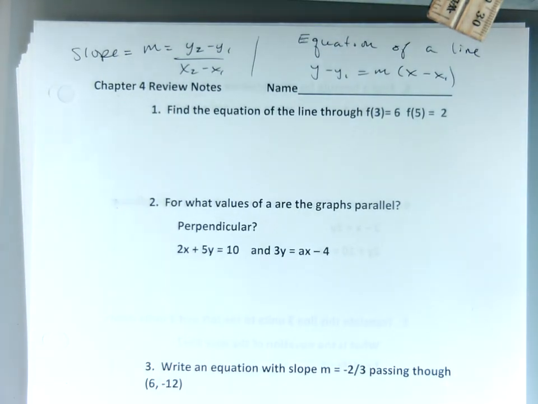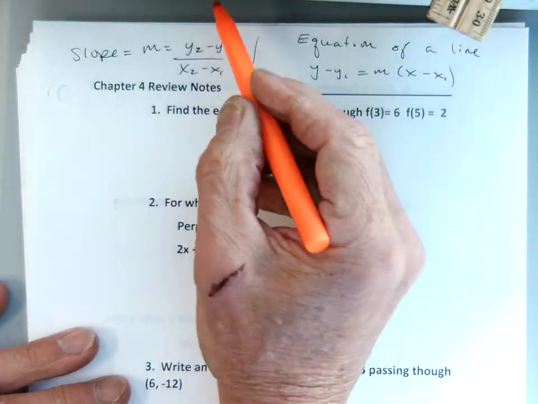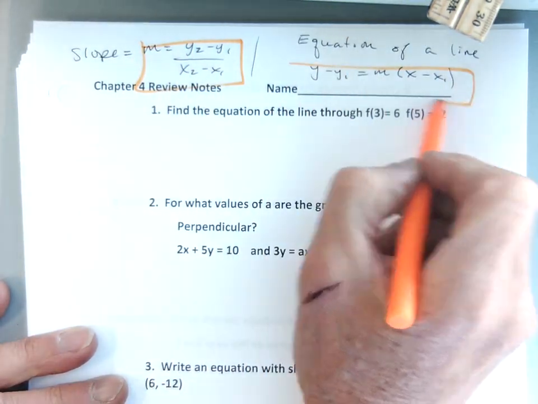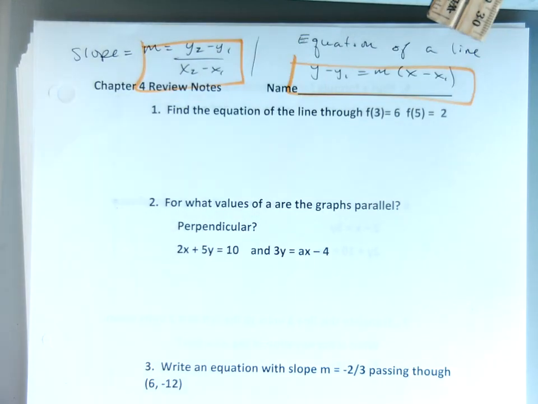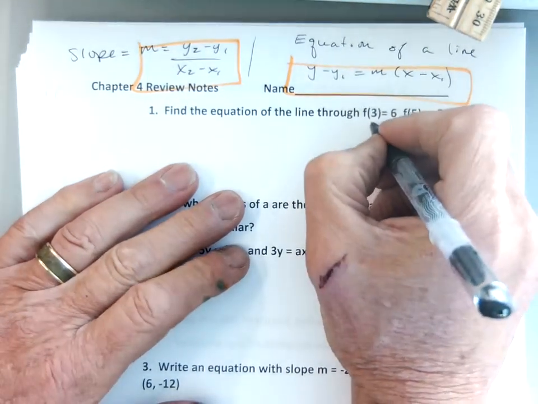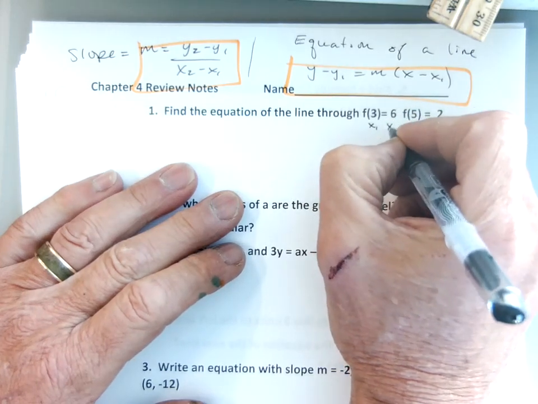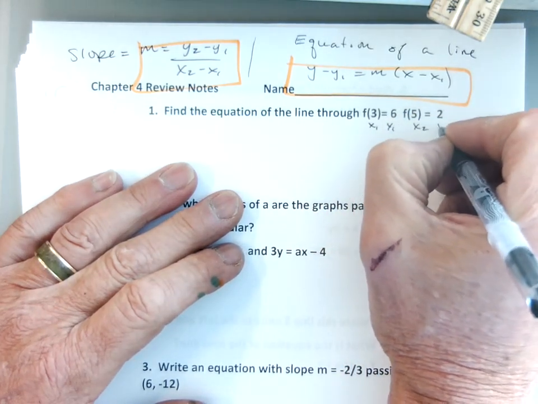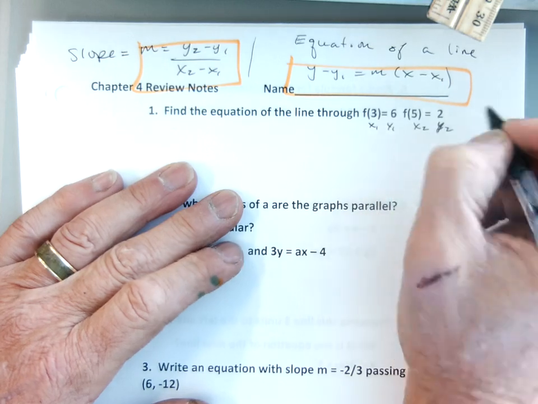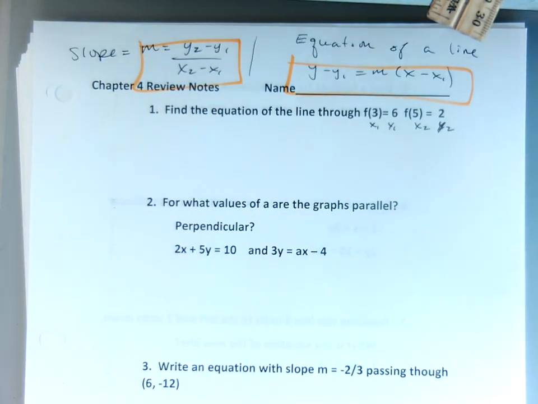We've done this before, so that's the good part, is we know how to use these formulas. All right, so example 1, find the equation of a line through (3, 6) and (5, 2). So I've got an x1, y1, x2, y2, right? It's a point, but it's a point in function form. Plug in 3, you get 6. You plug in 5, you get 2.